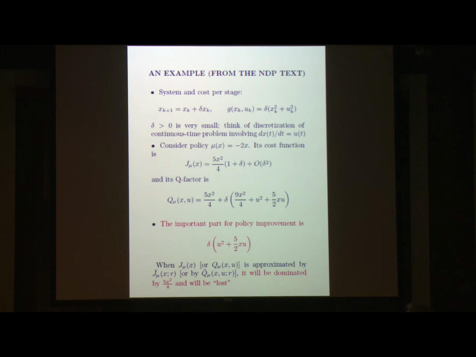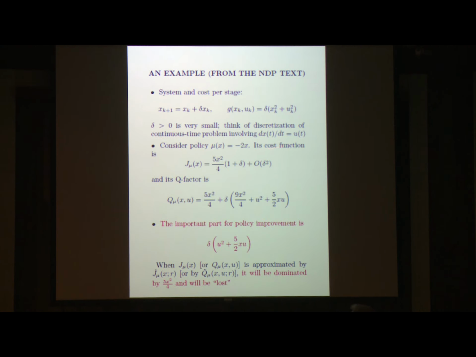So now, let's consider a policy. Let me take some policy: minus 2 times x. It's a stabilizing policy. It's as good as any other policy to try to evaluate. I've taken this particular policy because this example is done in more detail in the textbook, so I've chosen these particular numbers.